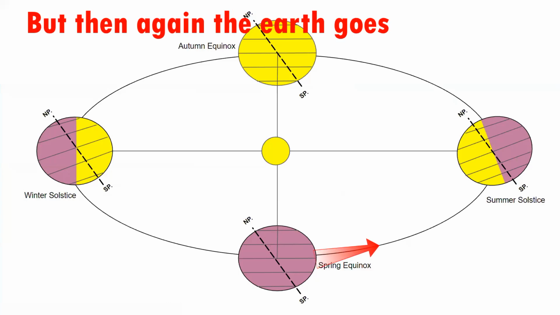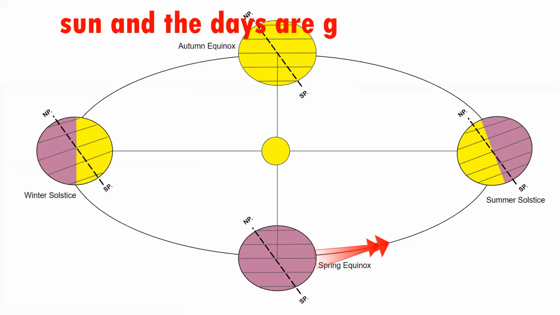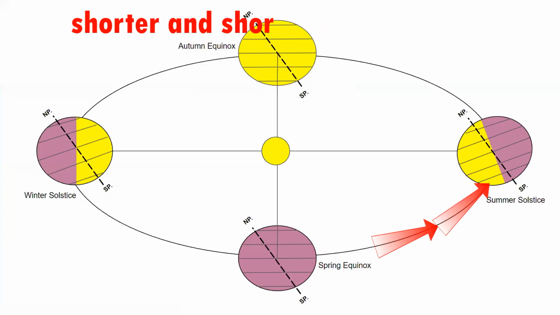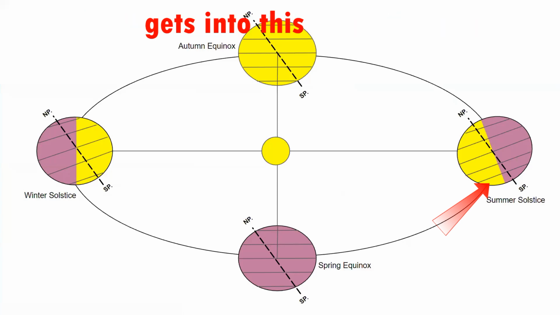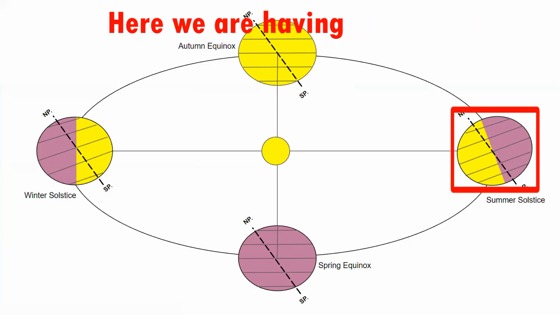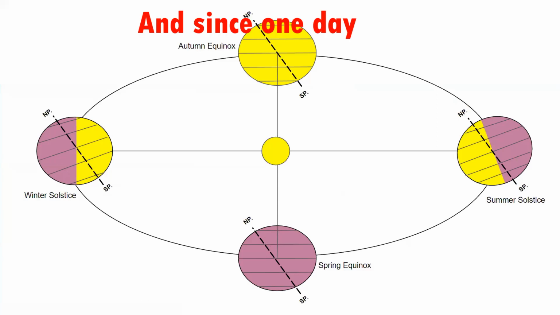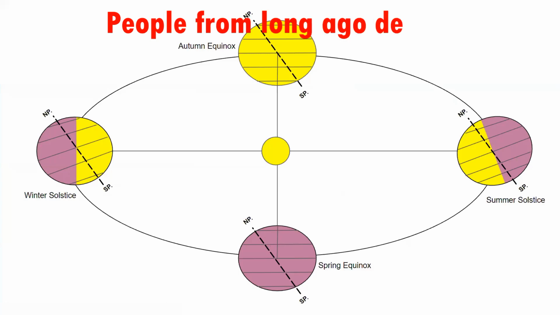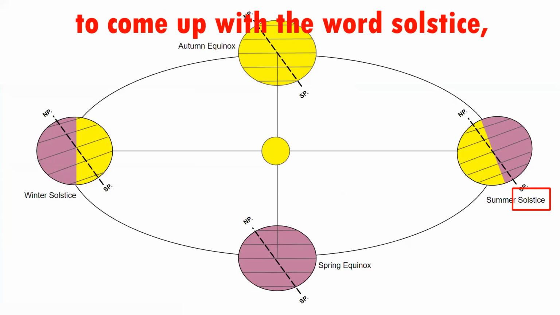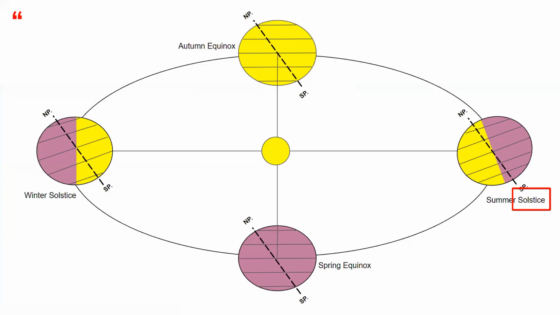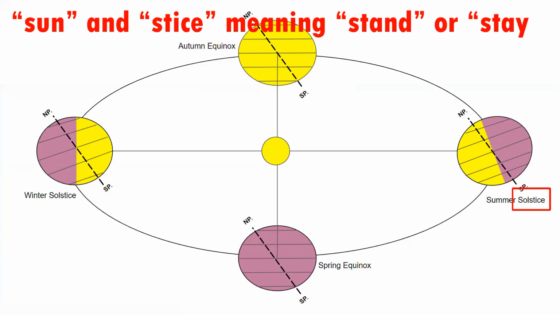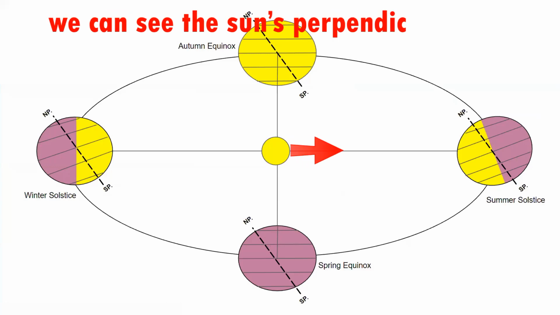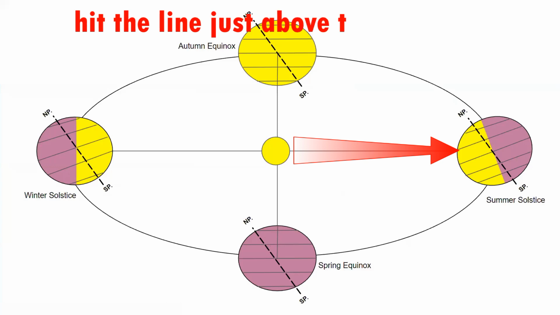But then again, the earth goes around the sun and the days are getting longer and longer and the nights are getting shorter and shorter until the earth gets into this position. Here we are having summer. And since one day here, the earth is receiving daytime, people from long ago decided to come up with the word solstice, coming from the word sol meaning sun and stis meaning stand or stay. When the earth is right here, we can see the sun's perpendicular rays hit the line just above the equator.